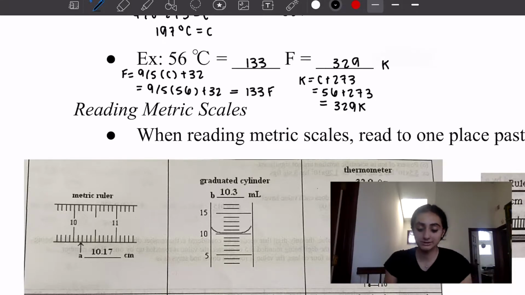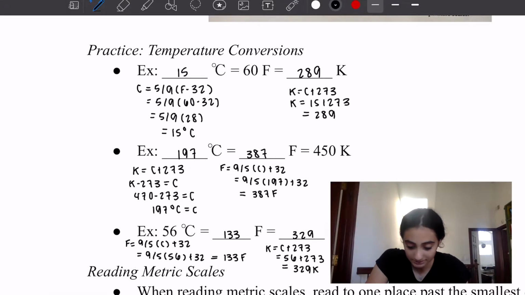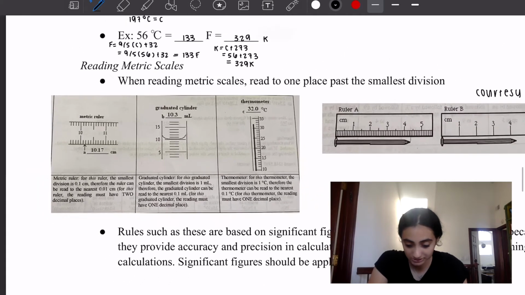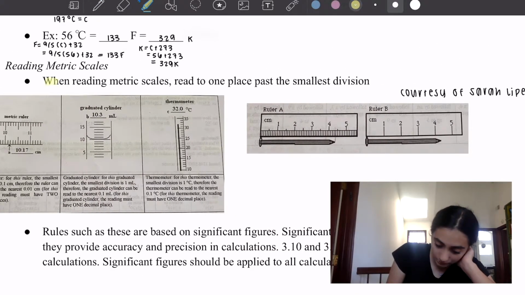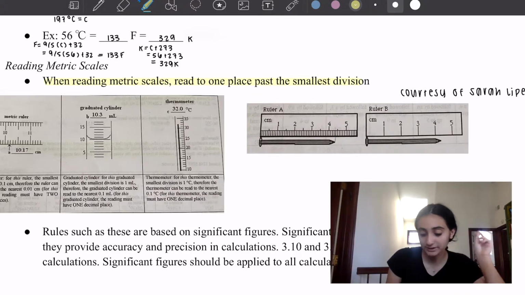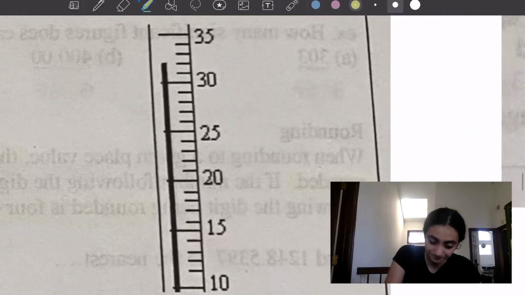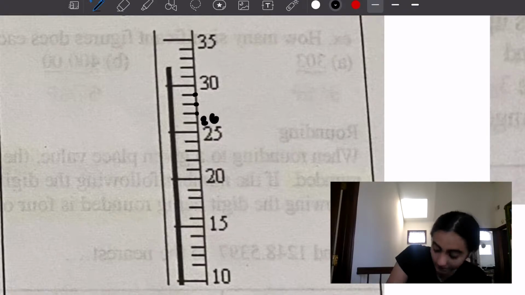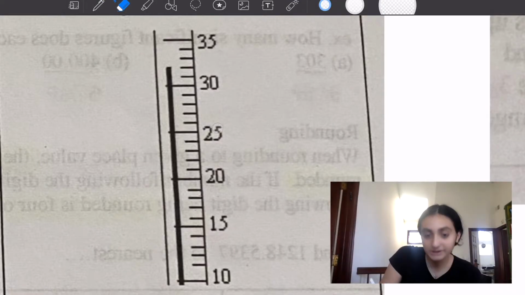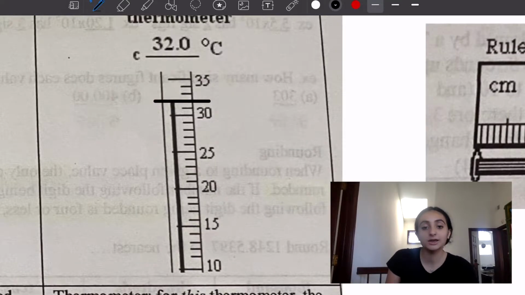And that is our temperature conversion practice. So now let's move on to reading metric scales. With reading metric scales, you just want to make sure that you read one place past the smallest division, like this example here. Each line is 1, this is 26, this is 27, this is 28, 29, 30. You want to report to the nearest tenths place because that is one division past.